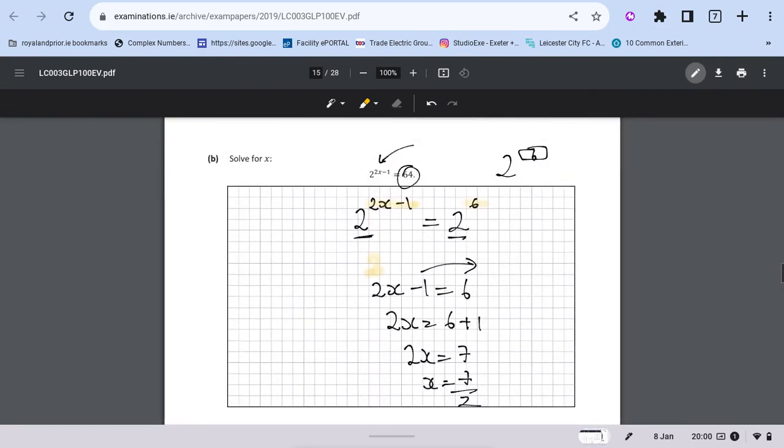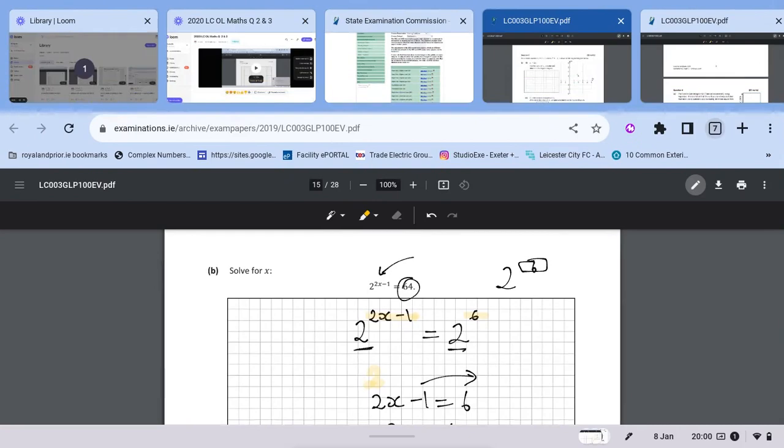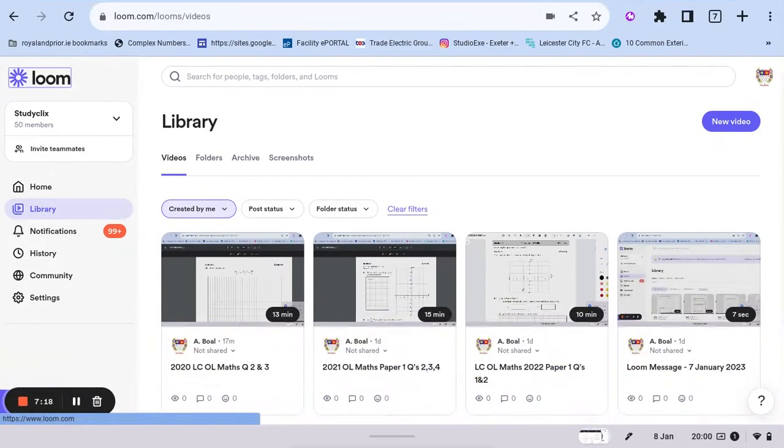And that's it. Questions 2, 4, and 6. Once again, complex numbers and algebra.